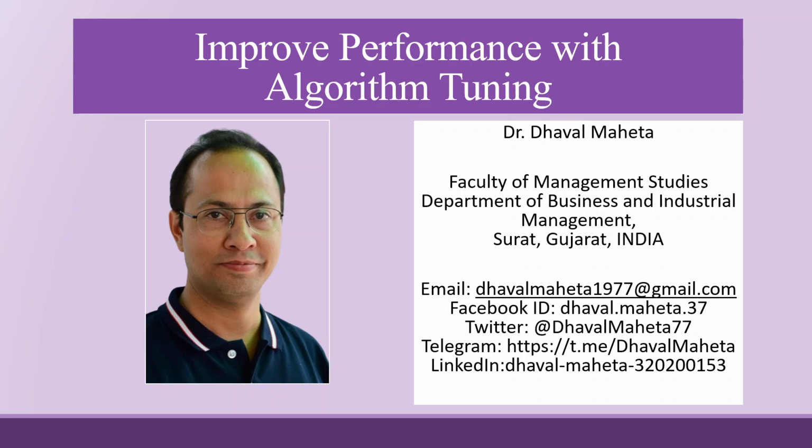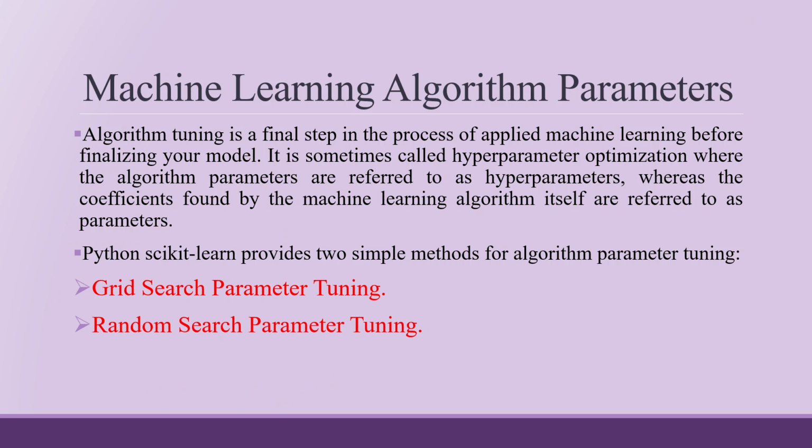This is Dr. Dhaval Maheta, and today we are going to discuss how to improve the performance of machine learning with algorithm tuning. Algorithm tuning is a final step in the process of applied machine learning before finalizing your model. It is sometimes also known as hyperparameter optimization, where the algorithm parameters are referred to as hyperparameters, whereas the coefficients found by the machine learning algorithm itself are referred to as parameters.